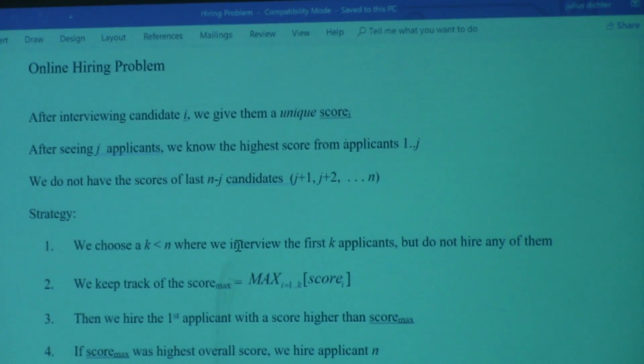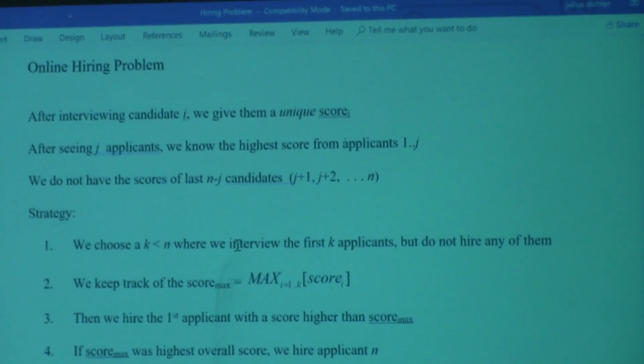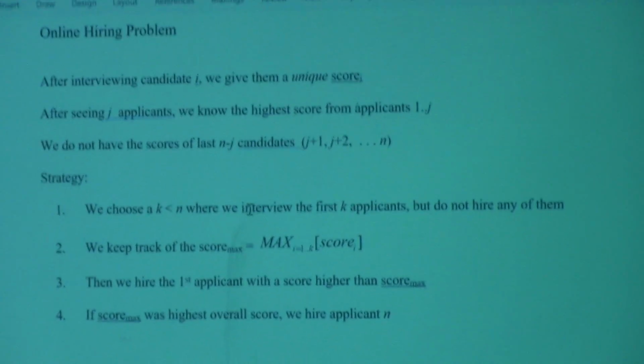3 out of 20, which is what percentage? What's 3 out of 20? 15%. So if there are 3 people out of 20, and we take the first 3 and use that as K, then there's a 15% chance that the best person will be in this group. So 15% of the time, we are guaranteed of not hiring the best person. And 85% of the time, we may hire the best person.